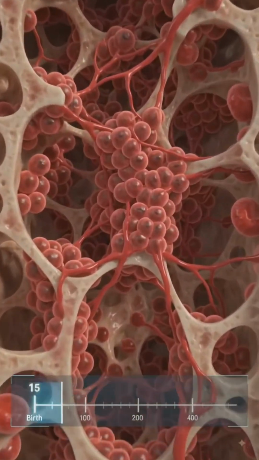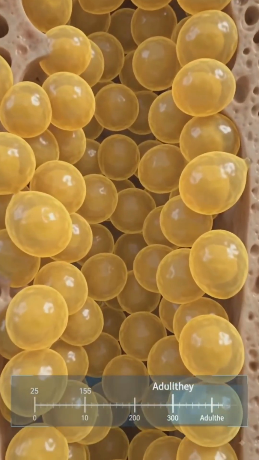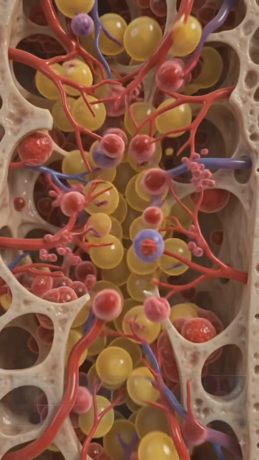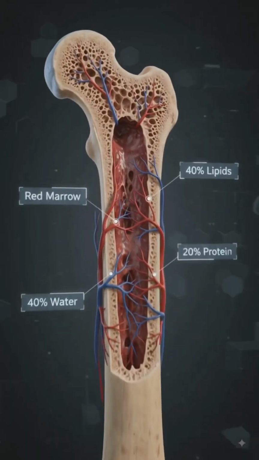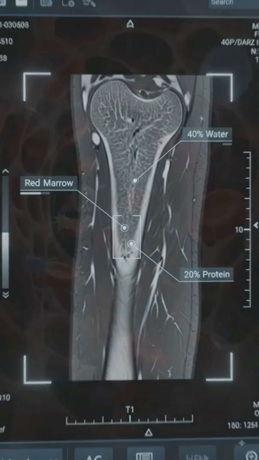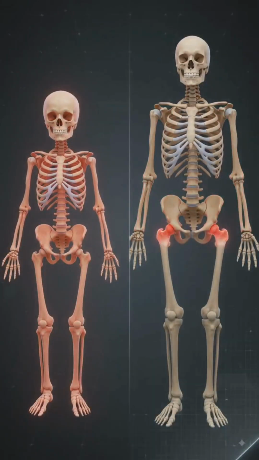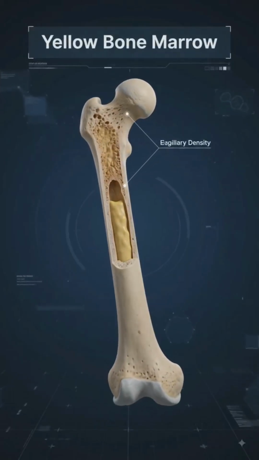Bone marrow is a dynamic tissue. It shifts between red and yellow types. Red marrow is highly vascularized, composed of water, lipids, and proteins. On T1 MRI, it shows low signal intensity. Widespread at birth, it later restricts primarily to the axial skeleton.